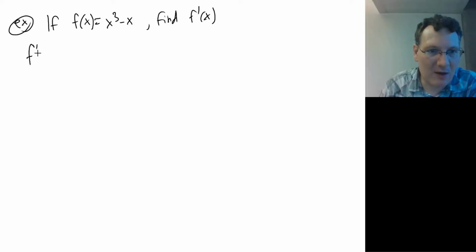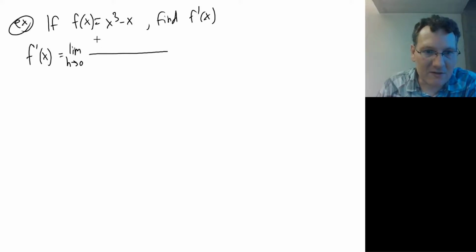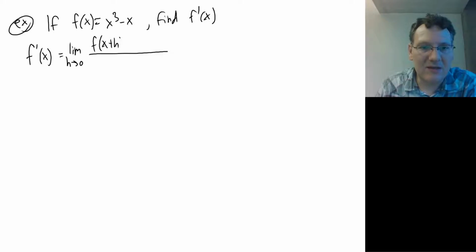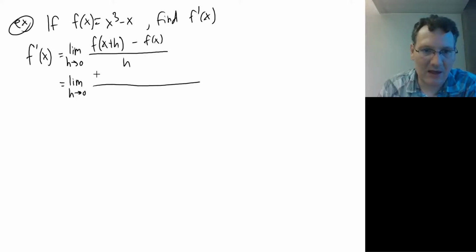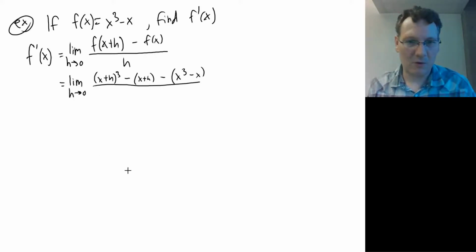So write it out as the definition. F prime of x is the limit as h approaches 0 of, I'll put the definition first, f of x plus h minus f of x all over h. Now I'm going to expand out this numerator. I'm going to plug in x plus h in place of the x's. So this is the limit as h goes to 0 of x plus h to the third minus x plus h, and then we're going to be subtracting x to the third minus x, all of this over h.